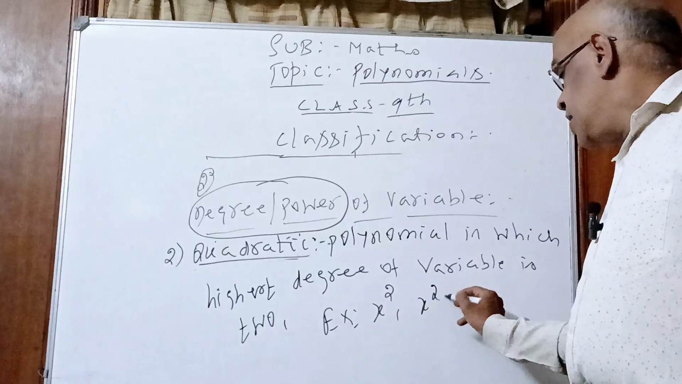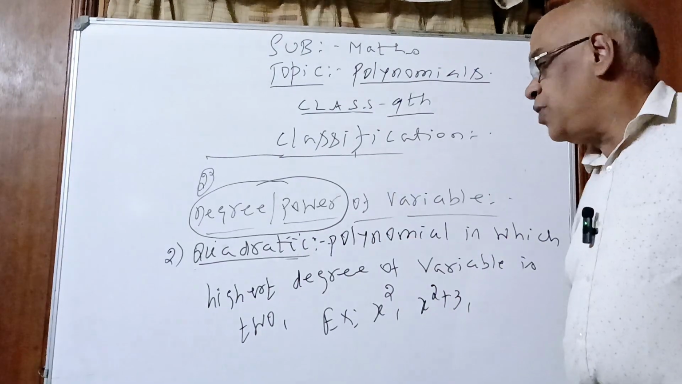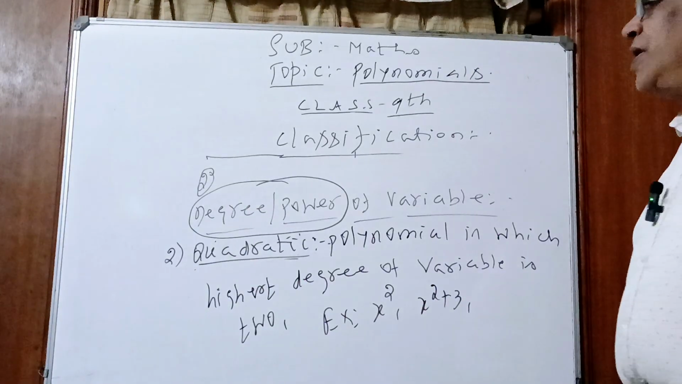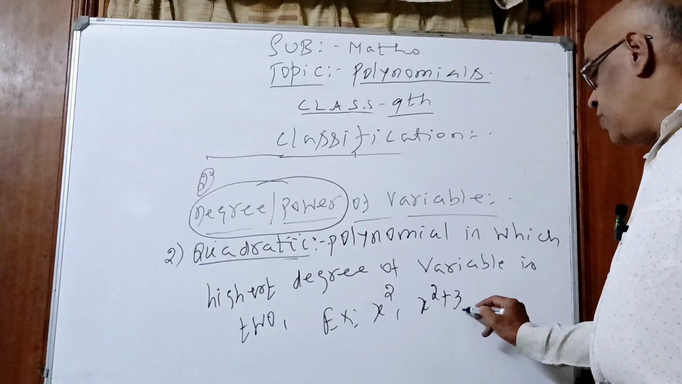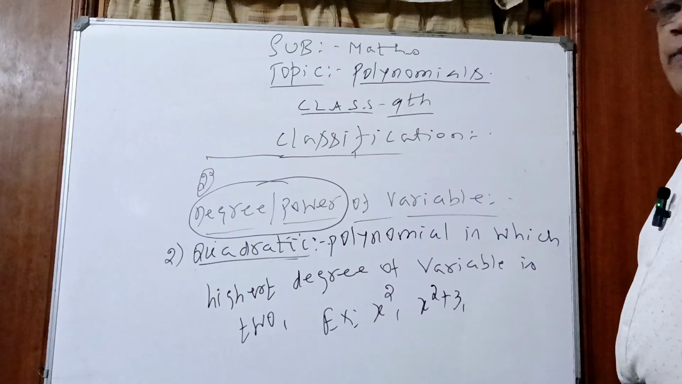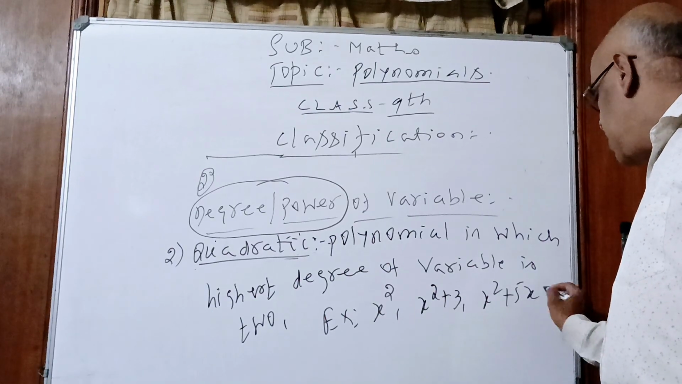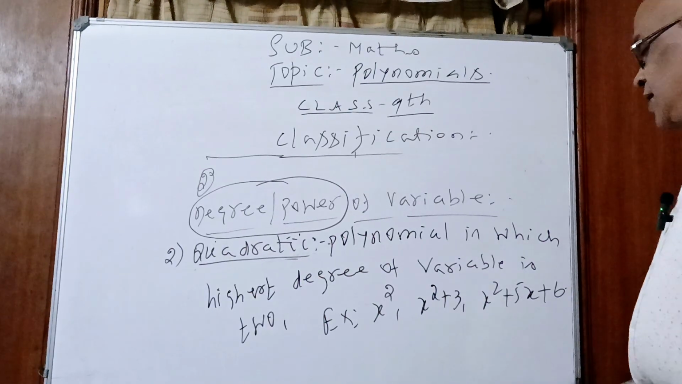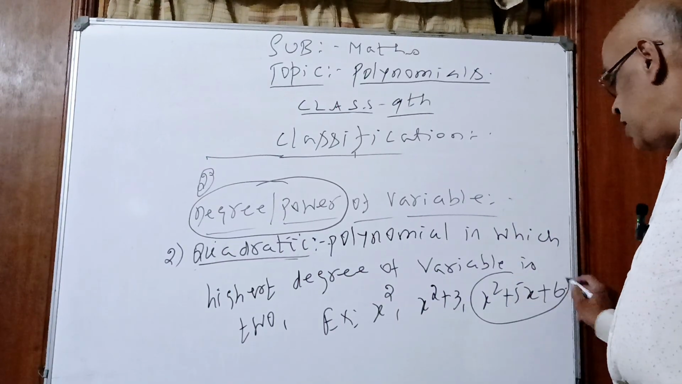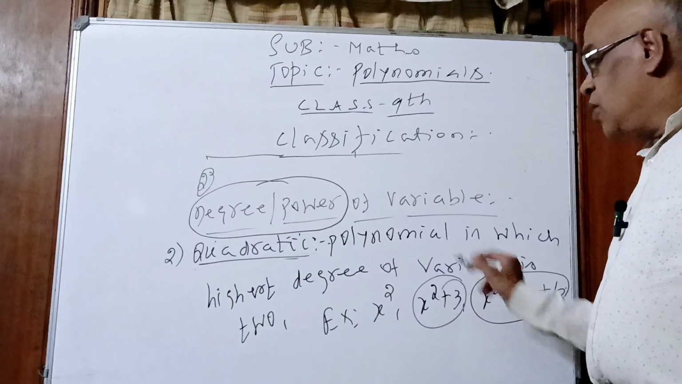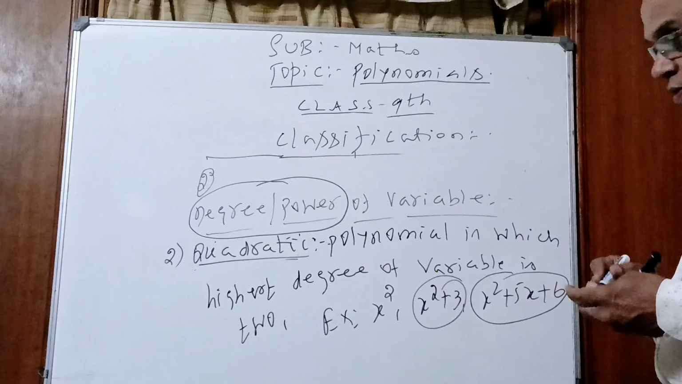See, children, x square plus 3. What is the degree? 2. It's a quadratic polynomial. You will study quadratic equations in higher class. See, it is an easy chapter. If you understand this, you are studying quadratic equations also simultaneously. See, children, x square plus 5x plus 6. There are three terms which is trinomial, correct, based on terms. I am talking about based on degree. It is quadratic polynomial. Yes or no, children? Very interesting, isn't it? Yeah.